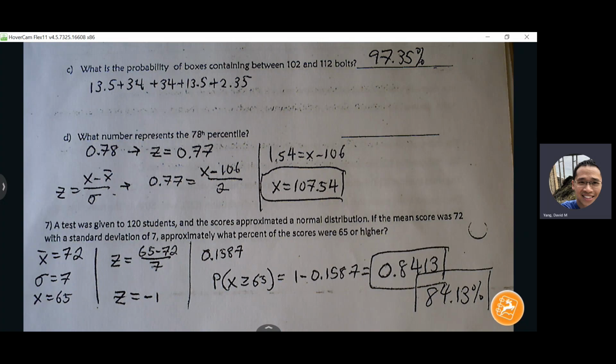And number 7 is a bit more straightforward because you have x bar, you have your x, you have your sigma, find your z-score. Just keep in mind that after you get to your table probability, you've got to involve 1 minus because it's asking for a score above. And then it's asking for percent, so convert that probability to a percent.